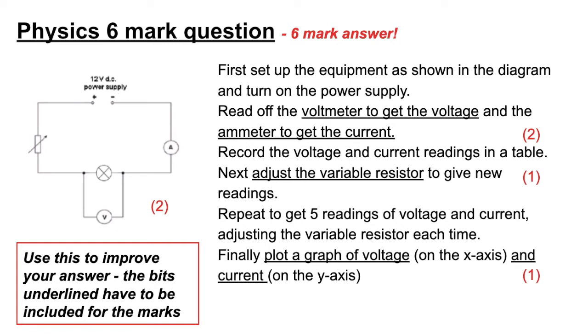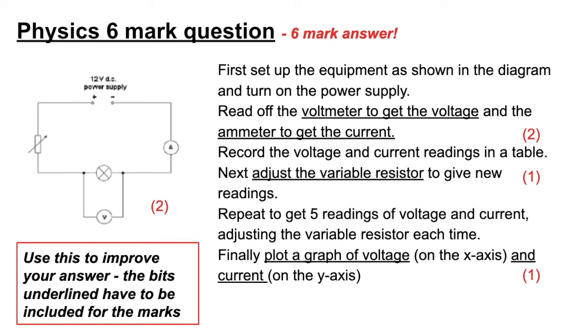Then there are 2 marks for describing how you get the voltage and the current readings. Notice that the words voltmeter and ammeter are underlined there. It's really important that you demonstrate in your answer that you know voltage is on the voltmeter, current is on the ammeter. Okay, so if you're not making that clear to the examiner marking your paper, you won't get those marks.